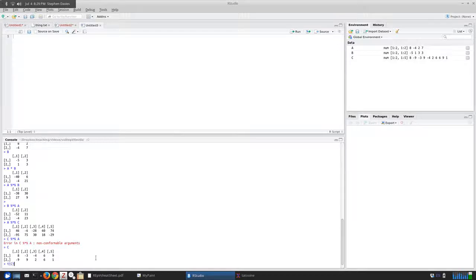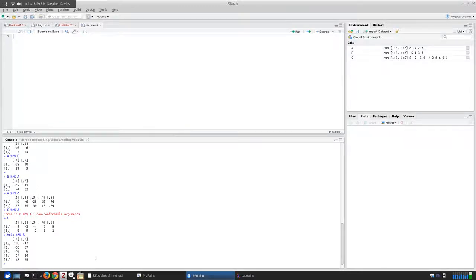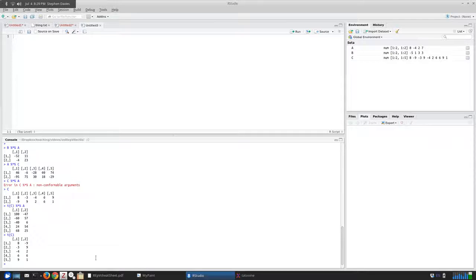We could, of course, take the transpose of C and then multiply it by A. That would work just fine, because taking the transpose of C gives us a 5 by 2, and that's perfectly fine to multiply by a 2 by 2.